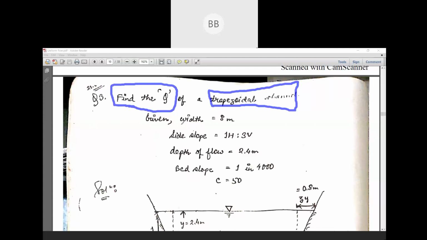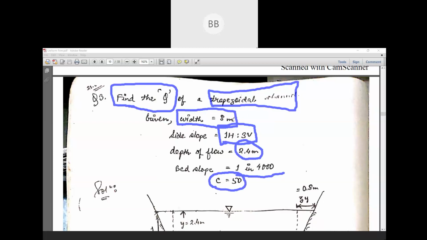What is given? The width of the channel is 8 meter. Side slope is 1 horizontal to 3 vertical. Depth of flow is 2.4 meter, and bed slope is 1 in 4000. Chezy's constant is 50. Just kindly write it down. We need to find out the discharge of a trapezoidal channel.